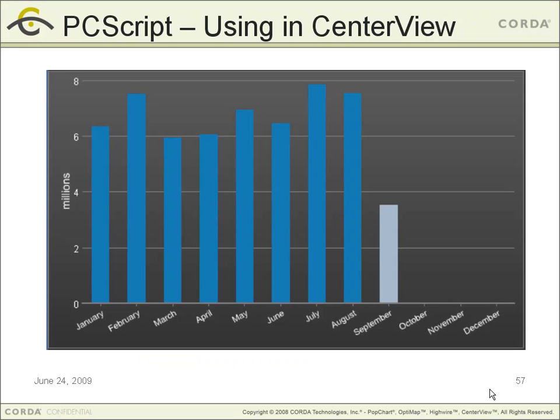When this is executed, assuming that the current month is September, then it will highlight September in kind of that light blue color in the graph. So it's a great way to indicate the current month as being not quite complete.